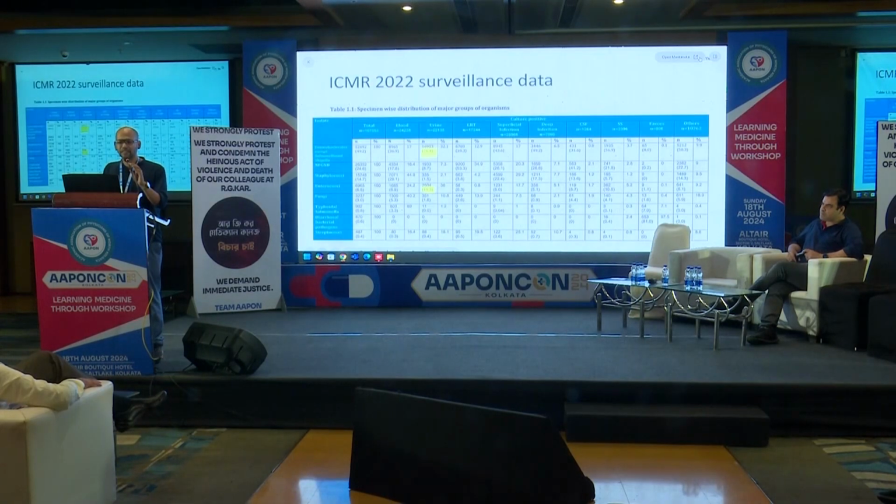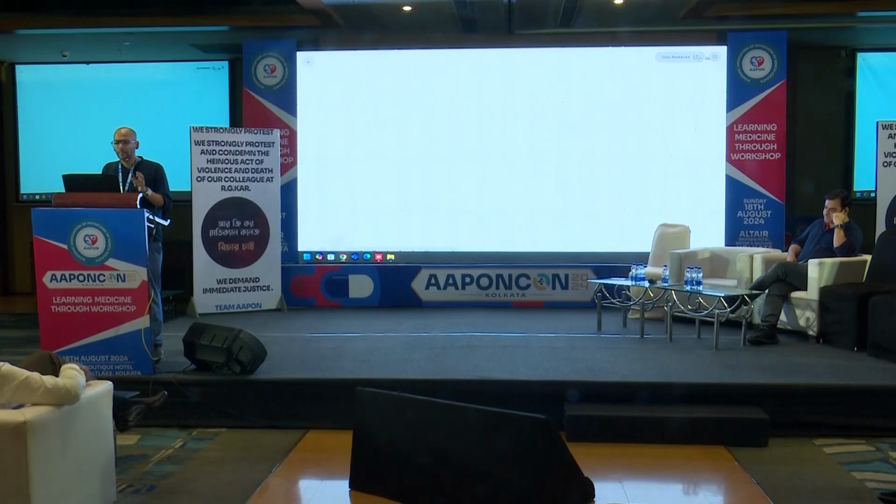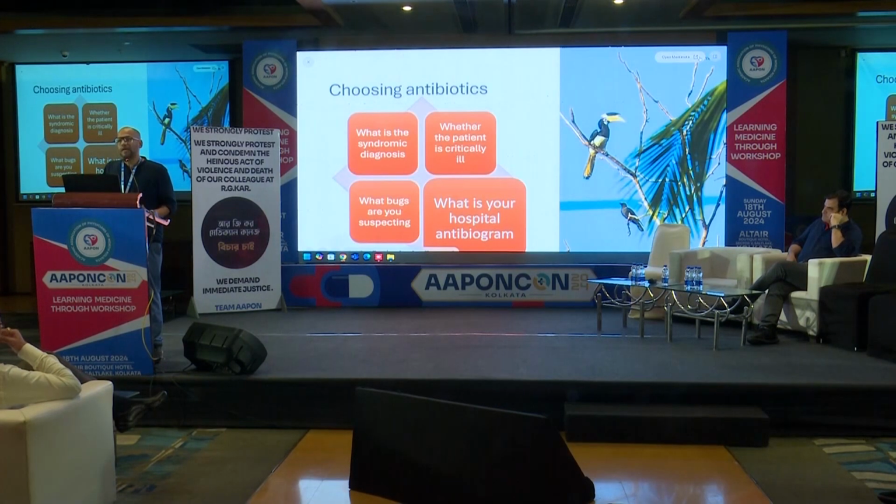So for a patient like this, if you see the last ICMR available surveillance data, you will see that 80% of these are gram-negative Enterobacteriaceae. And therefore, one of the options was Mero and Vanco, which nobody chose. I would not give vancomycin in a patient where the source of infection is a urinary tract infection. So here, the choice remains between piperacillin tazobactam and meropenem.